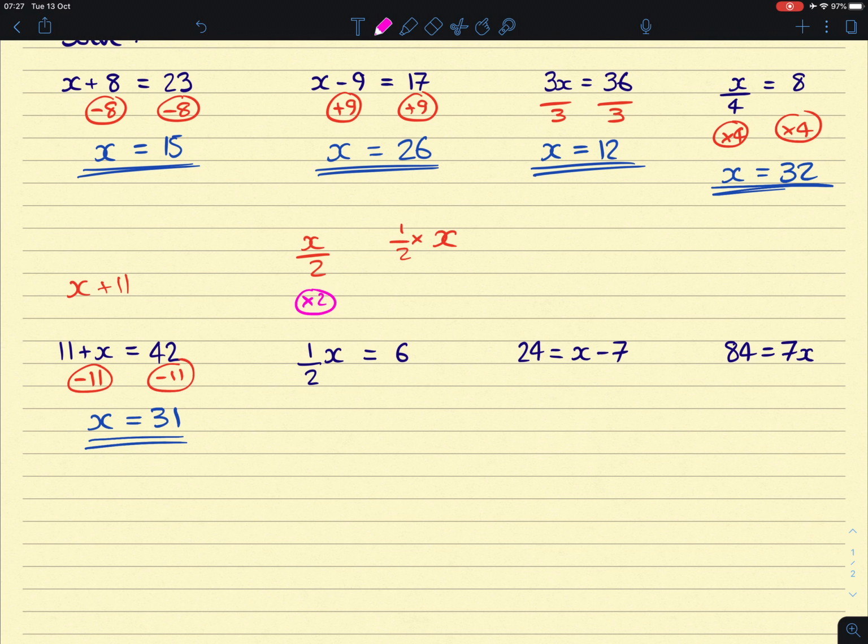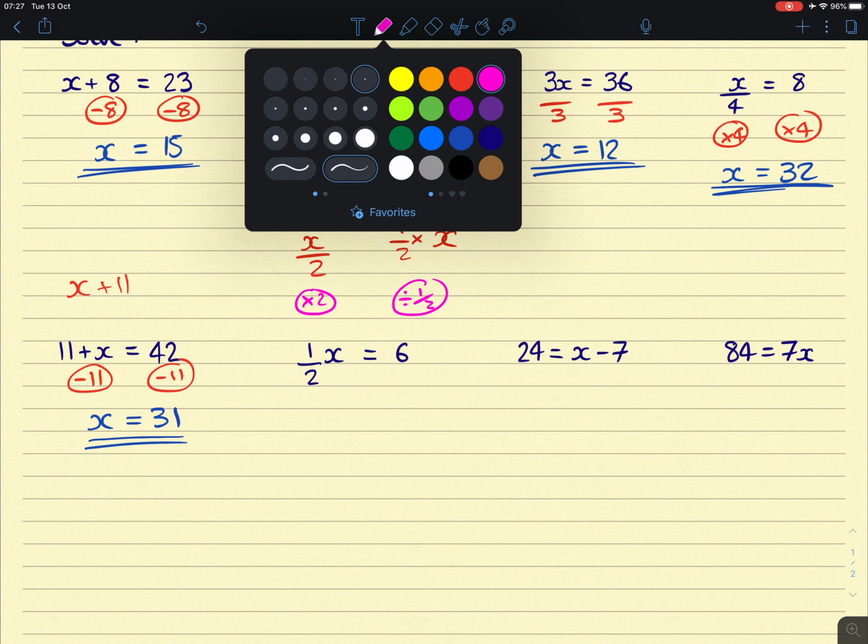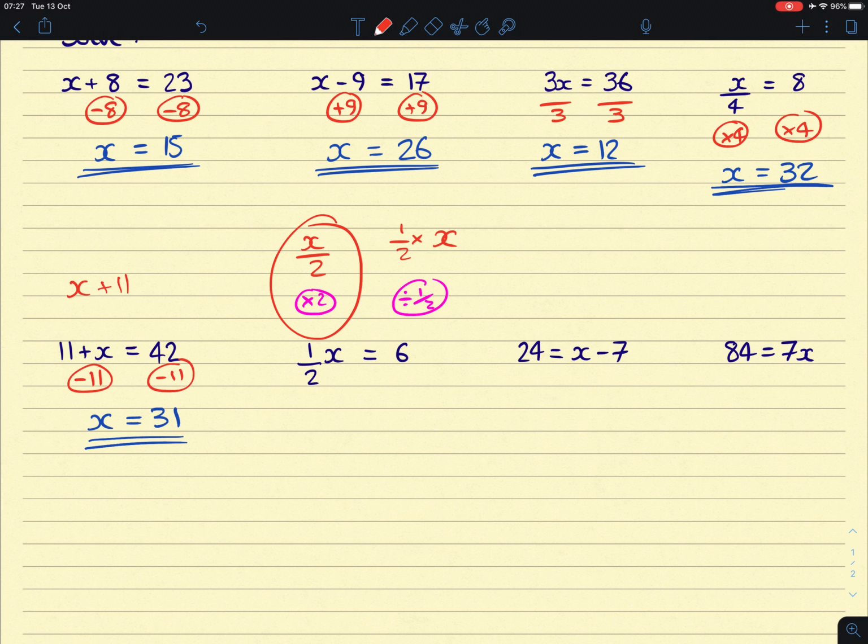But technically, if you're looking at it this way, instead of multiplying by a half, you could write this as divide by a half. Now, normally, I'm going to pick this way of doing it, just because multiplying by 2 is nicer than divide by a half, but both are technically the same. So if we multiply both sides by 2, that half x will turn into a whole x, and our 6 will turn into 12.